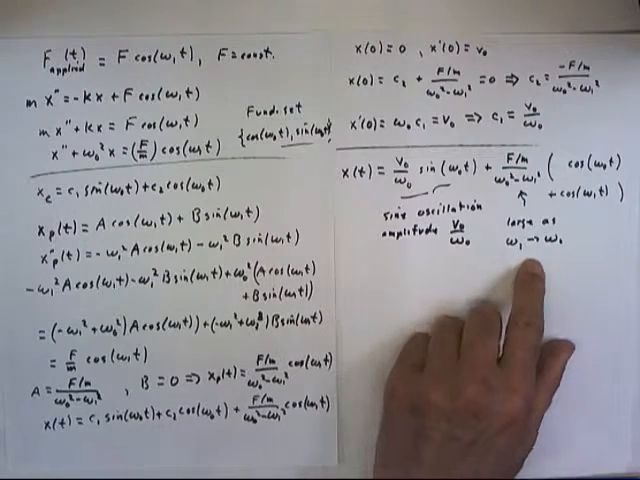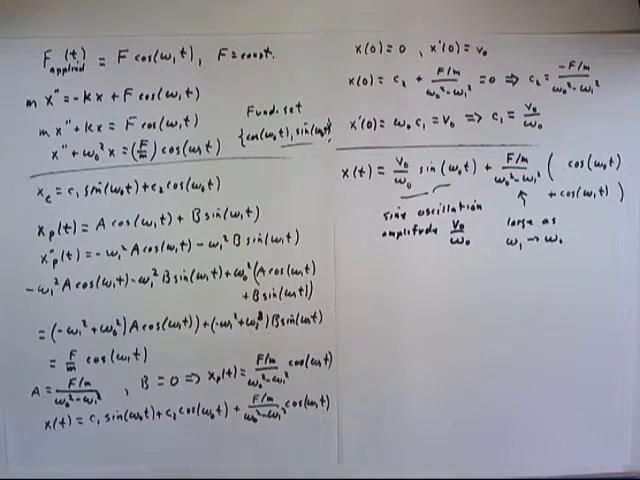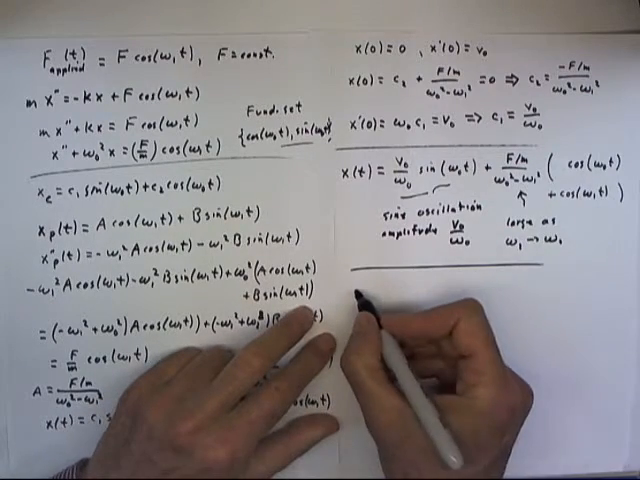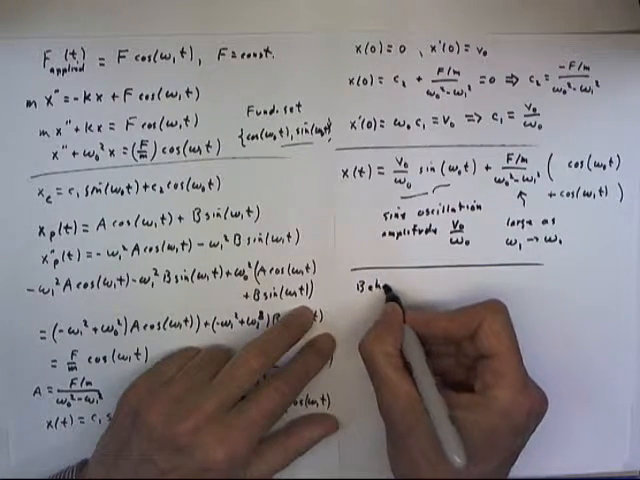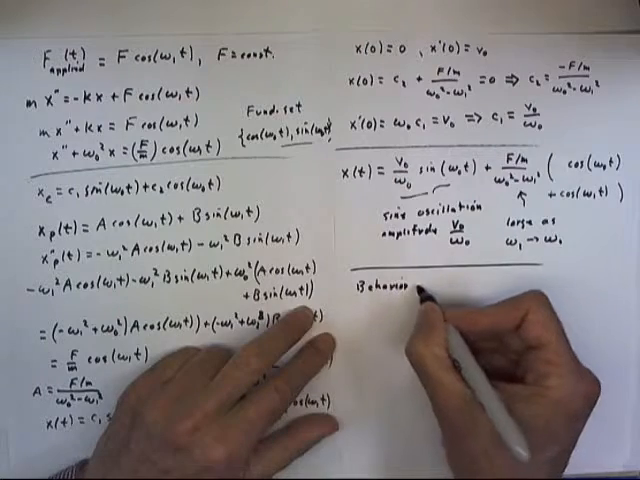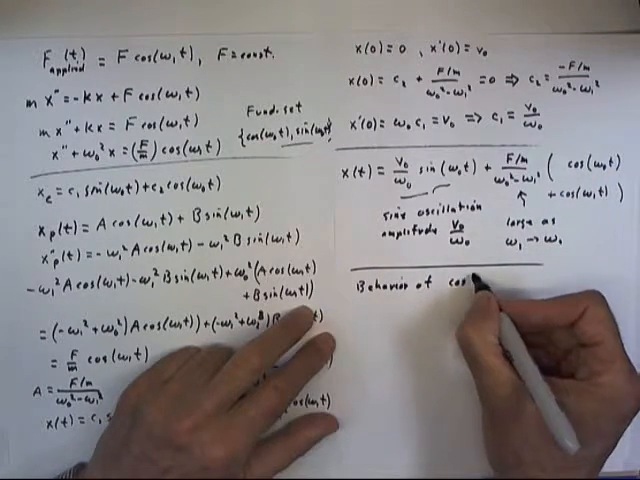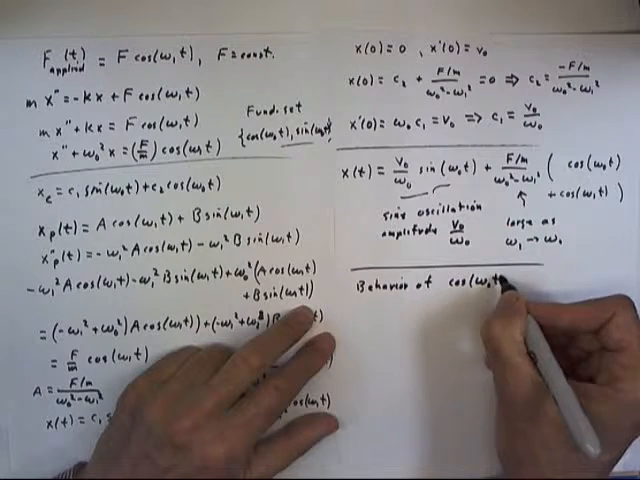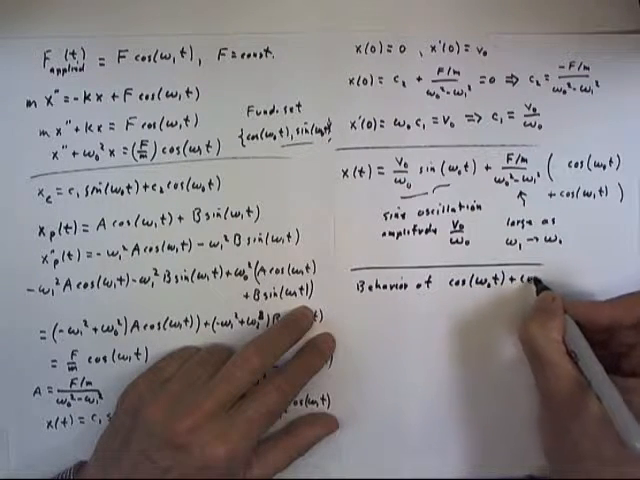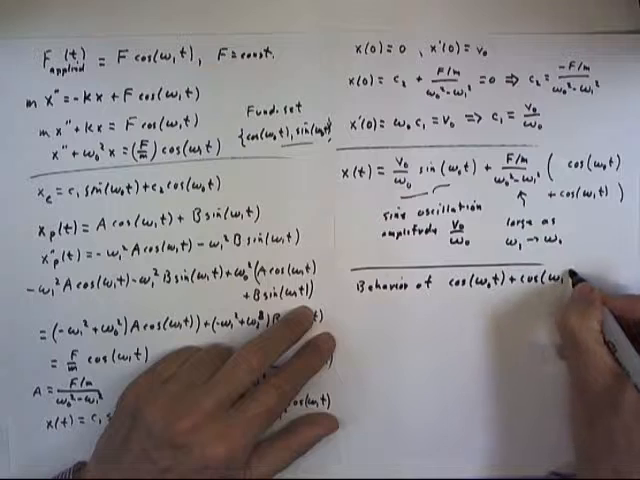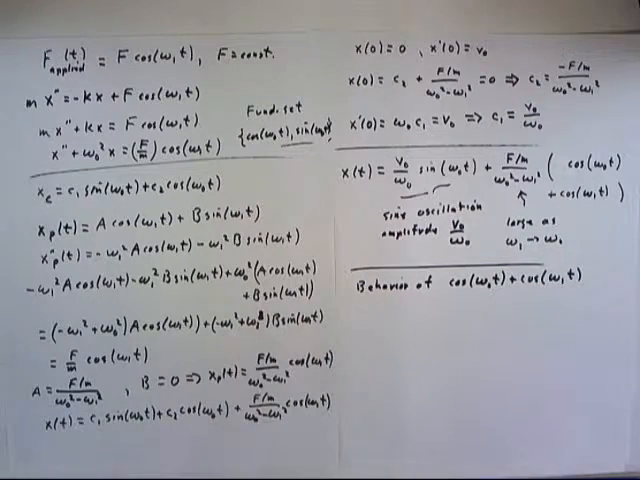Now let's consider the behavior of this term here, cosine of omega naught t plus the cosine of omega 1 t.